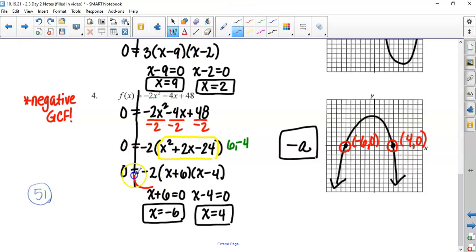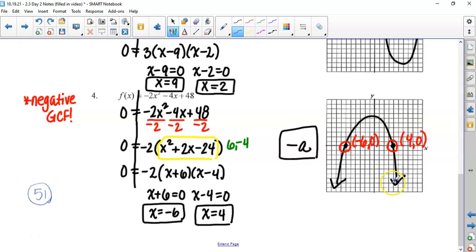Remember, for emphasis, this has no effect. I'm going to put it in purple. This has no effect on your x-intercepts. This a value determines that it's going to be opening down, and that it is a vertical stretch. No effect on the intercepts. It does need to chill there. You can't just make it disappear. So it just needs to stay right where it is. We set our factors equal to 0, and that gets us x-intercepts of -6 and 4. So I plotted my x-intercepts, and this is opening down because a is negative.